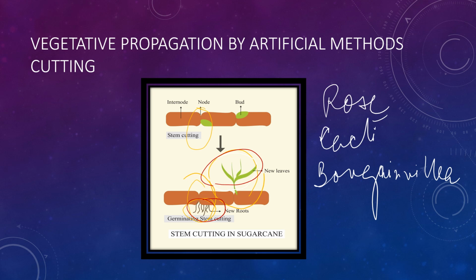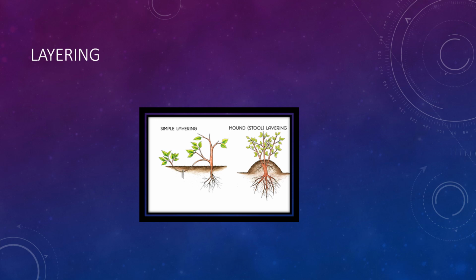Now we go to the next method, which is layering. This is a different type of method. You can see that there is a branch in this plant. The branch is bent and covered by some soil on top of it. After a few days, roots develop from the part of the branch covered by the soil. The branch is then cut off, and from this branch that was underground and from which the roots were growing, a new plant grows.